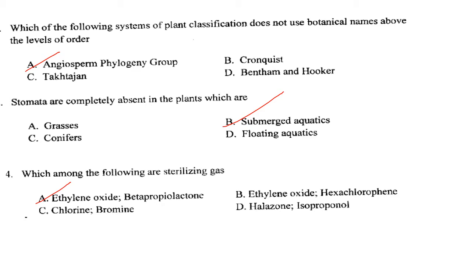Then which among the following are sterilizing gases? So it is ethylene oxide and beta propiolactone vapor. So these are the sterilizing gases. So answer is option A.